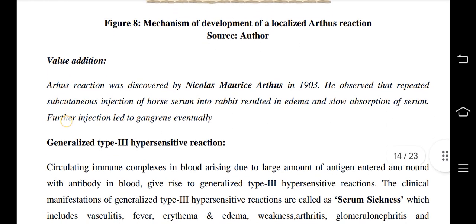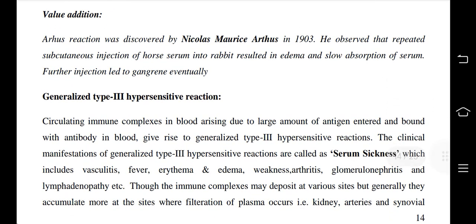The Arthus reaction was discovered by Nicolas Maurice Arthus in 1903. He observed that repeated subcutaneous injection of horse serum into rabbit resulted in edema and slow absorption of serum. Further injection led to gangrene eventually.